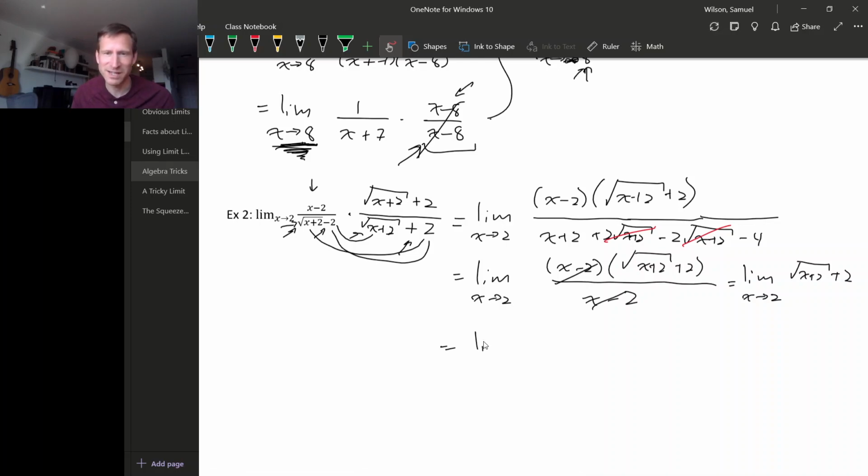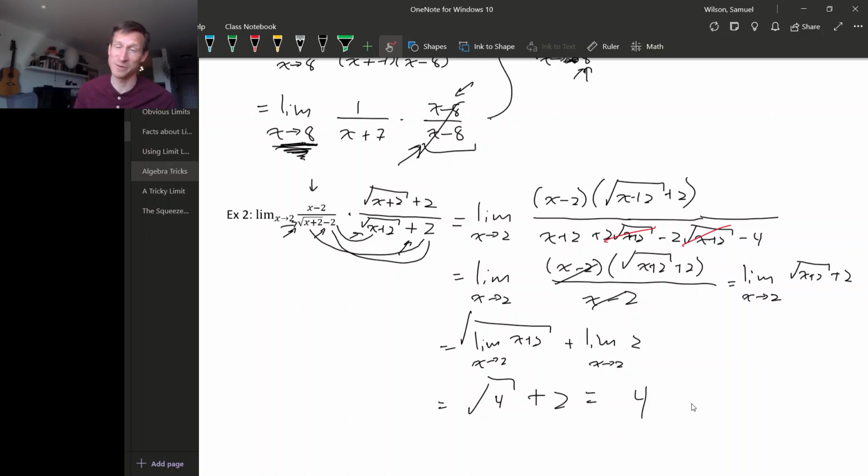So this is the square root of the limit as x goes to 2 of x plus 2, plus the limit as x goes to 2 of 2. So this is the square root of 2 plus 2, that's 4, plus this limit here is 2. So 2 plus 2, it's 4. The whole thing is just 4.